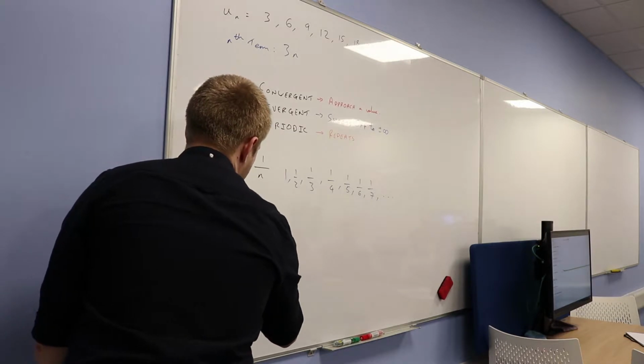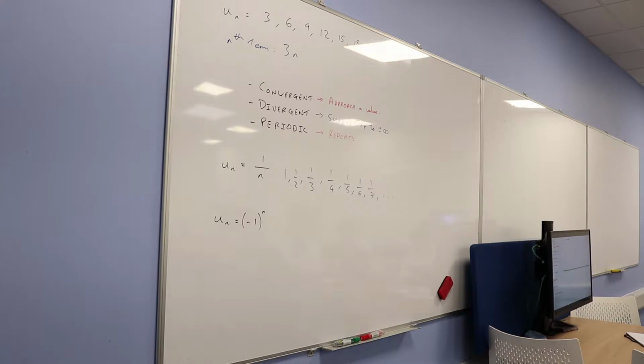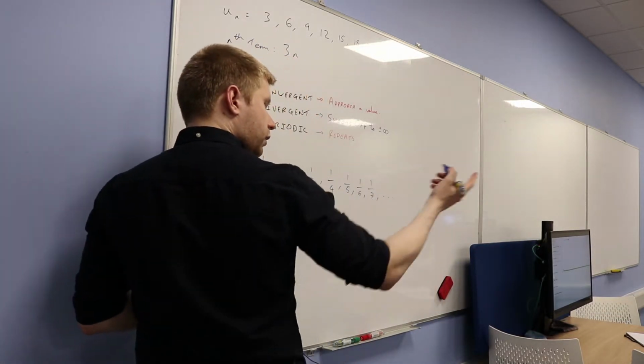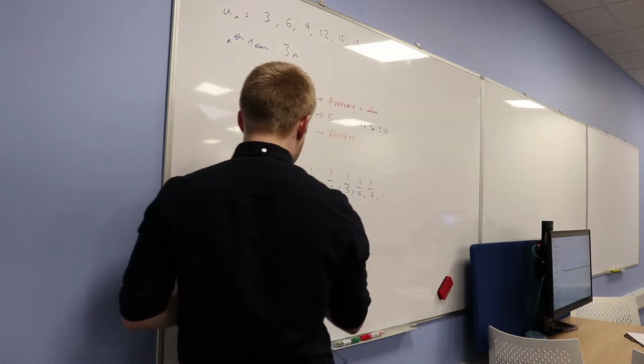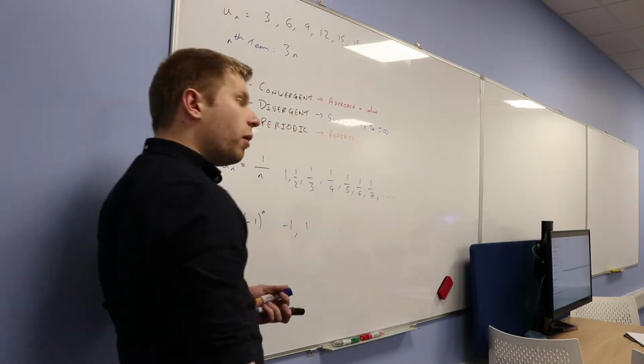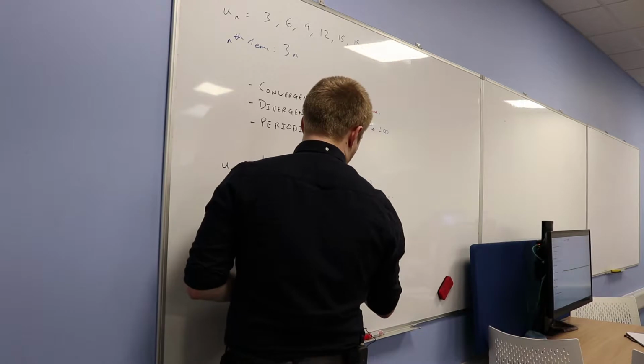What about something like this then? So what about a sequence that looks like this? What do we reckon? Periodic? Why do we think that? Yeah, good. So if you just start sticking values in, -1 to the power of 1 is just -1. -1 squared is +1, because -1 times -1 is +1. And then we go -1, and then 1, and then -1.